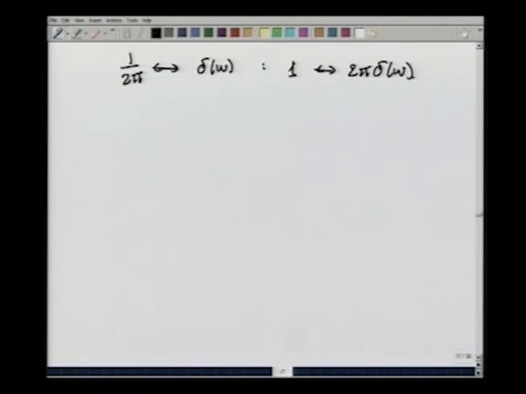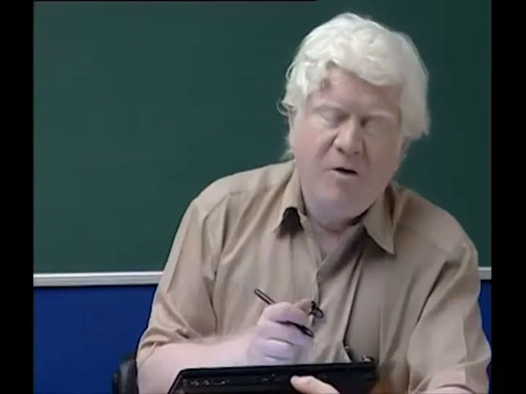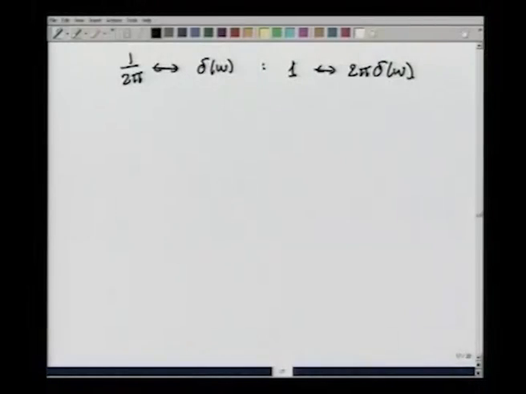But look at these constant functions like 1 by 2 pi and 1. They are not finite energy signals. They are in fact finite power signals, certainly not finite energy signals. That means we have found the Fourier transform of at least one finite power signal, which is not a finite energy signal. Now, let us see if we can generalize this further.